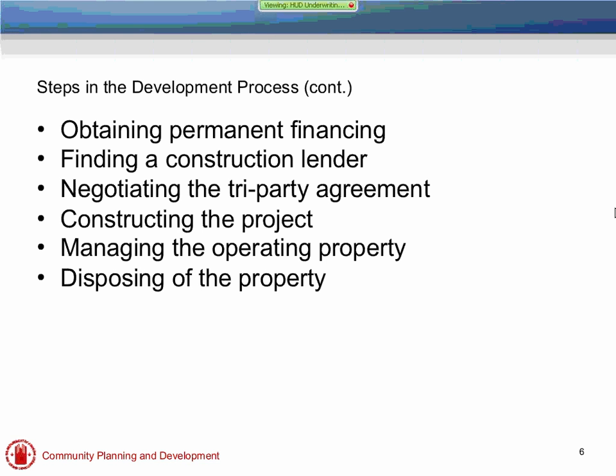They want to know whose money is in when, and they also are going to look at the contractor, make sure that the contractor has the experience to finish the job so that that permanent lender can come in and pay off their loan.